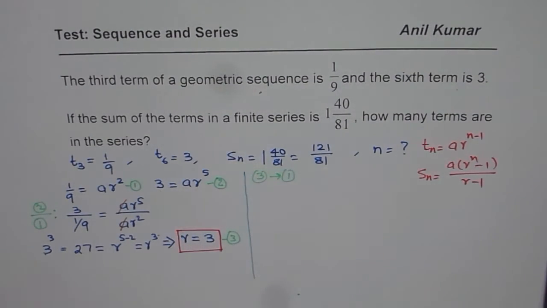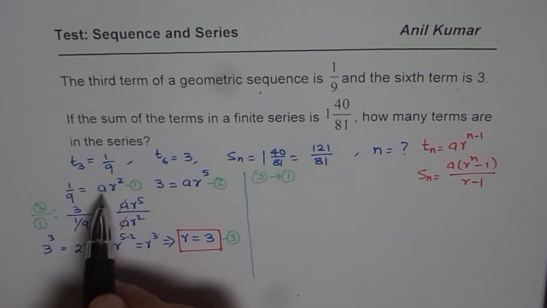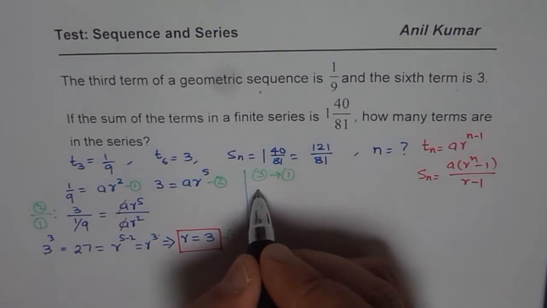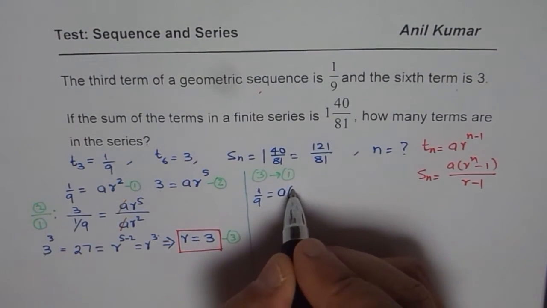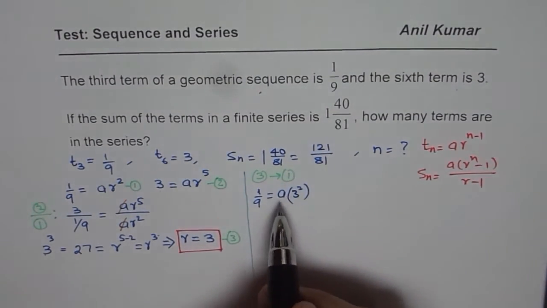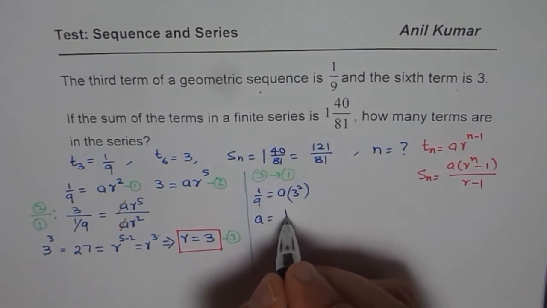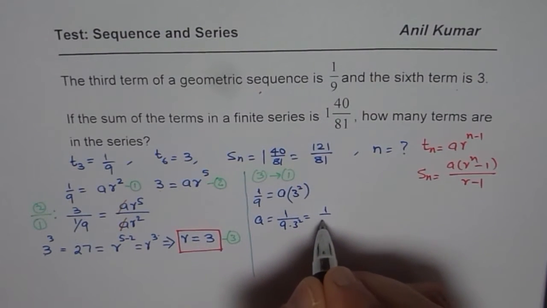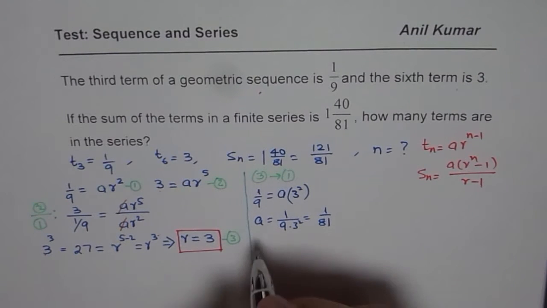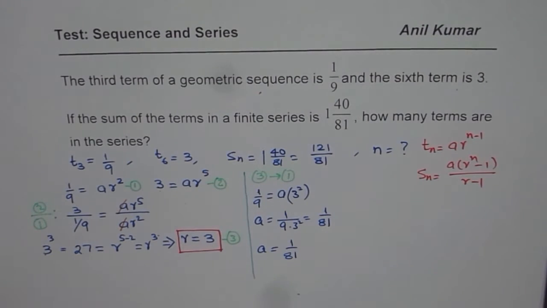If I do that, equation 3 is r equals 3, and equation 1 is 1 over 9 equals ar square. So I'll substitute r here, and I'll get 1 over 9 equals a times 3 square. That means a is, 3 square is 9, okay? So a equals 1 over 9 times 3 square, which is 1 over 81. So we get the value of a also. Let me write a equals 1 over 81.